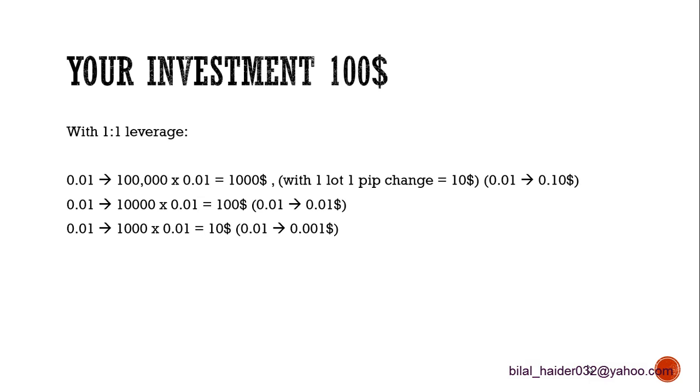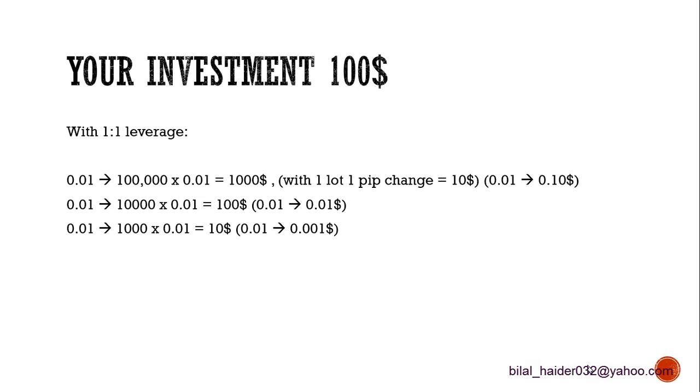With 1-to-1 leverage, your $100 investment is exactly equal to $100. You can purchase euros with this $100 investment, you can purchase Australian dollars with it, you can purchase British pounds with it. That's fine, that you can understand. So now let's go back to the example of units.